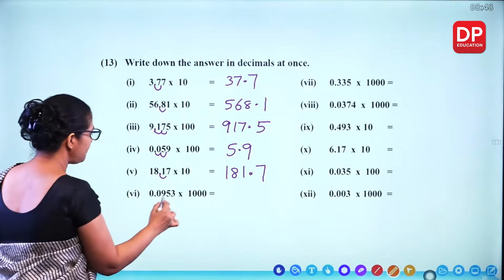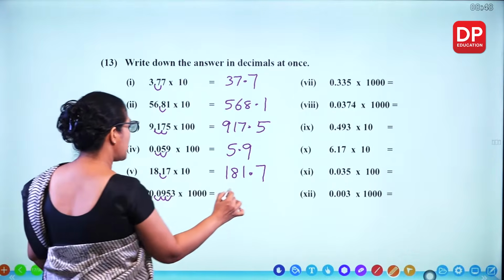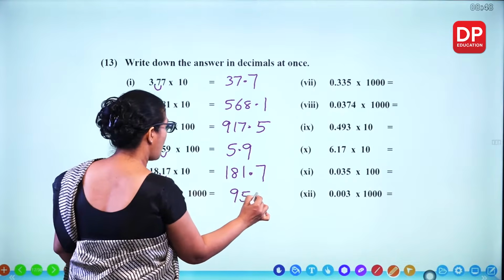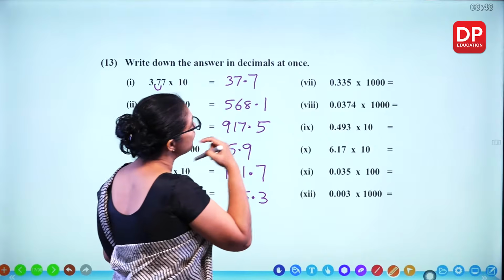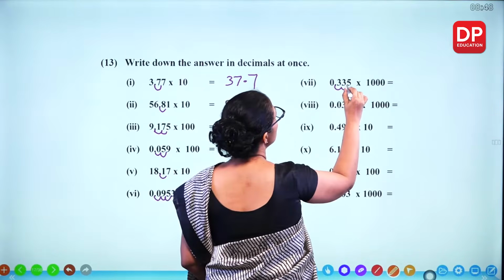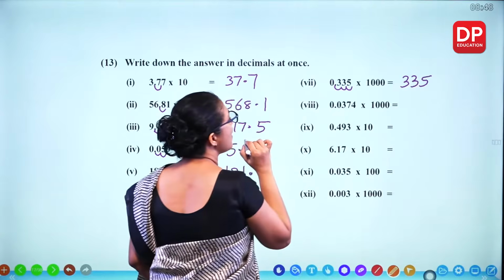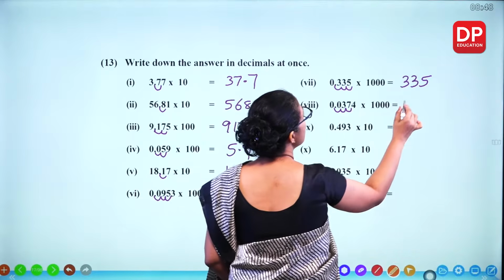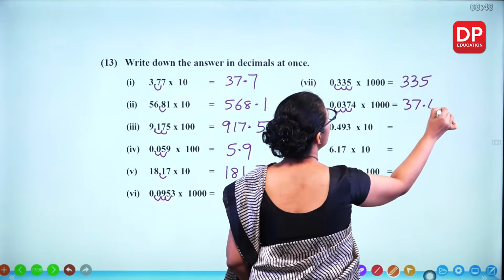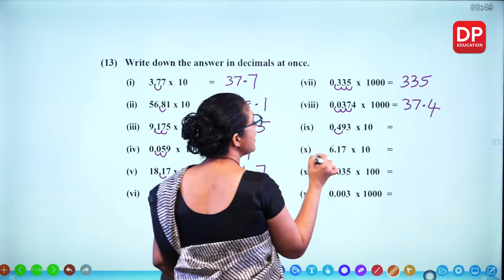181.7. 3 places to the right. You get 95.3. This one 3 places to the right. 1, 2, 3. 335. 3 places to the right. 1, 2, 3. 37.4. 1 place to the right.